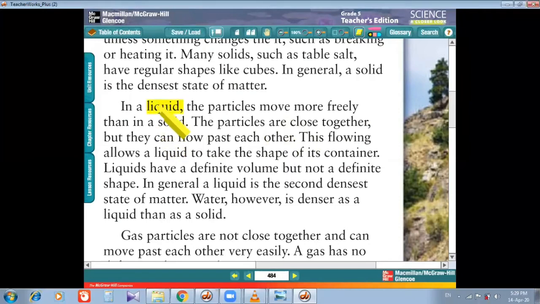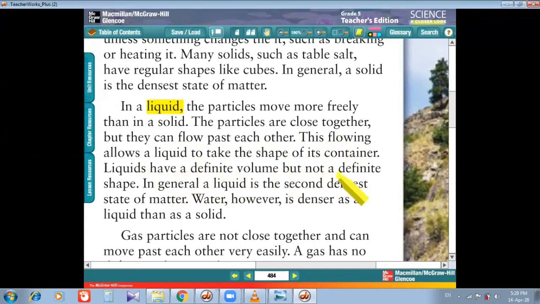Now we come on to the liquid. In a liquid, the particles move more freely than in a solid. If we compare the solids and liquids, they are more free to move as compared to a solid. The particles are close together, but they can flow past each other. In liquids, the particles are close together, but still they have some space and they can flow past each other. This flowing allows a liquid to take the shape of the container because they can flow. So that's why they take the shape. They don't have their own shape. They take the shape of the container.